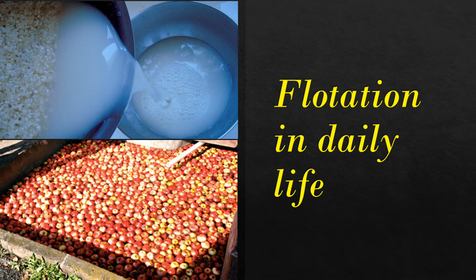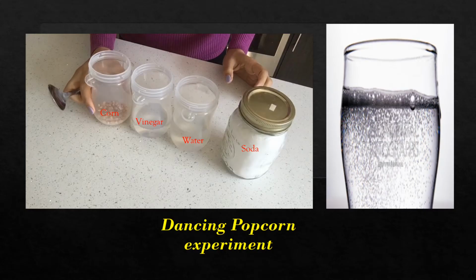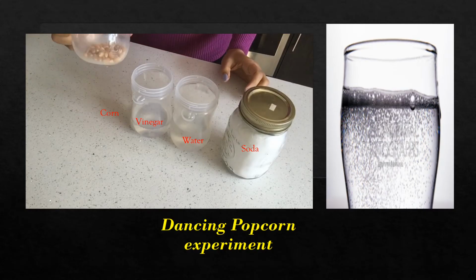Examples of flotation in our life can be the separation of apples. I remember when I was going to my grandma's home, they were separating apples by putting them in the swimming pool and separating ripe apples from the rest. Or when we are washing rice, we separate the dust from the rice with this phenomenon, and many other examples. Now let's start the experiment.